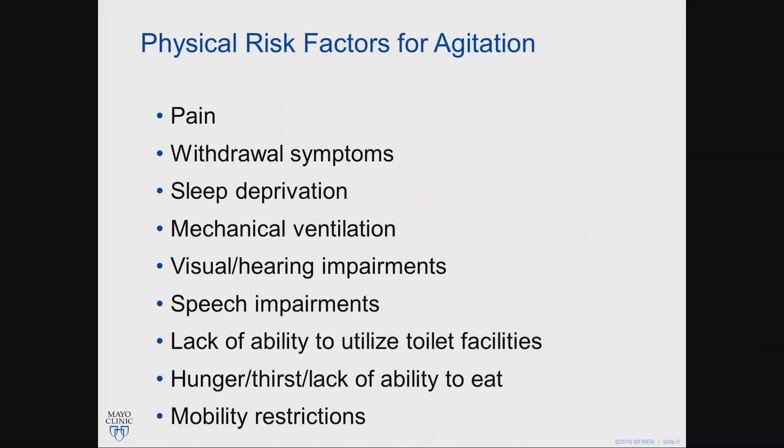of these. So pain, withdrawal symptoms, sleep deprivation, mechanical ventilation itself is a risk factor. Visual and hearing impairments, speech impairments, something we don't think about too much, but lack of ability to utilize toilet facilities is a risk factor for agitation. Hunger, thirst, lack of ability to eat, having tubes in, these are all risk factors, and mobility.